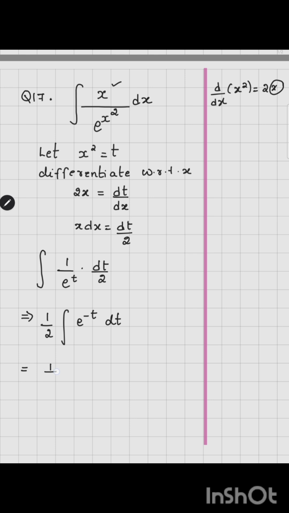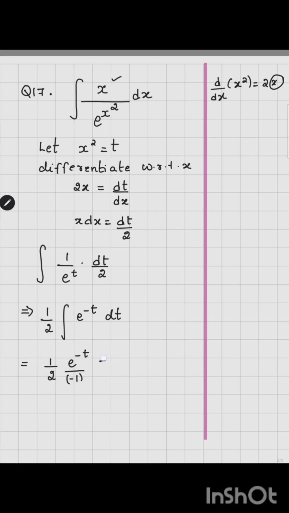So this is equal to 1 by 2 e to the power minus t divided by, so here we have minus t, so we will write minus 1 plus c. So this is equal to minus 1 by 2 e to the power minus t plus c. So therefore minus 1 by 2 e to the power, so in the place of t we will write minus x square plus constant of integration.